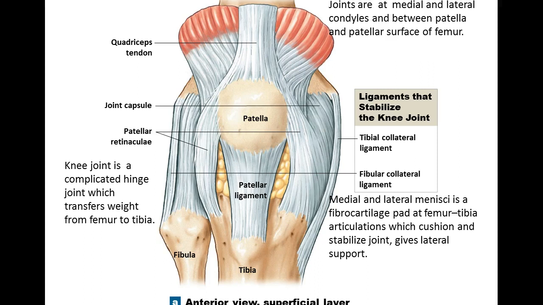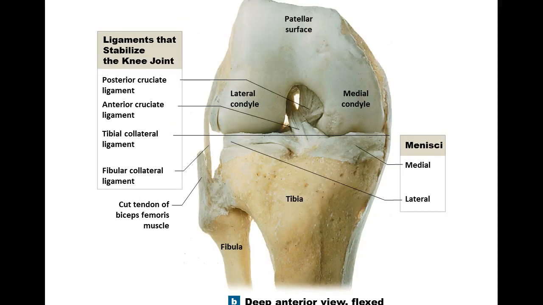And let me go to the next one. Just one other thing is you do have this meniscus, which is fibrocartilage again, a pad that will give additional cushion, because this knee by definition bears a lot of weight. It's constantly transferring this weight, and it also gives lateral support. The meniscus does.